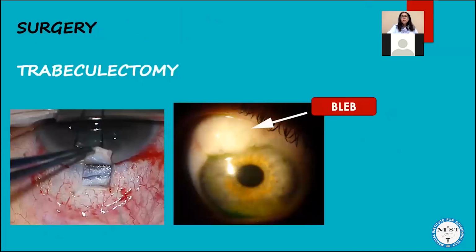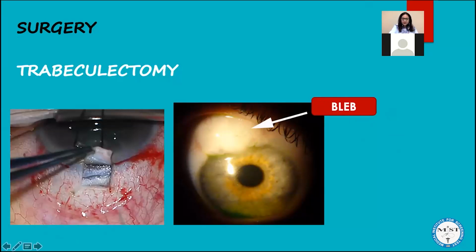So then we have to go for the surgery. The type of surgery which is done in cases of glaucoma is called trabeculectomy. It is also known as glaucoma filtration surgery. So what is the principle over here? You are making a window.